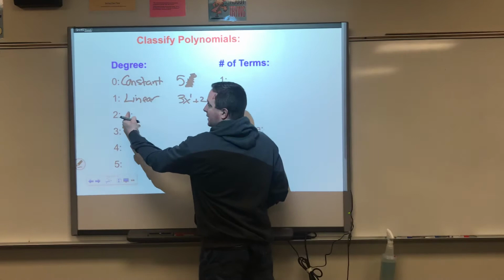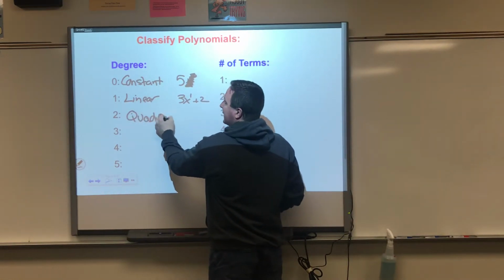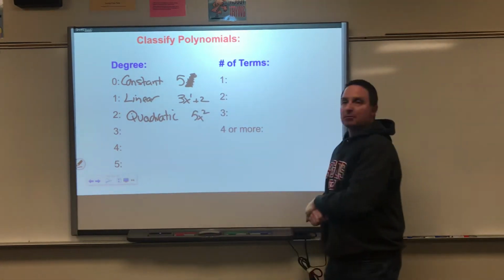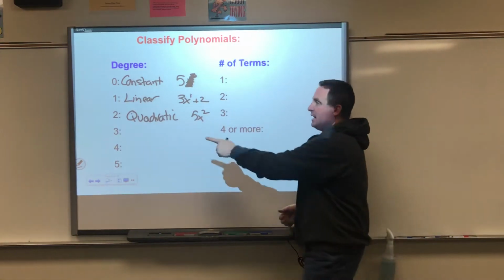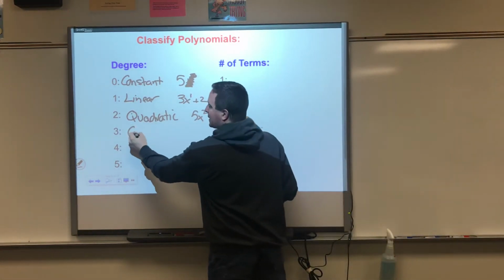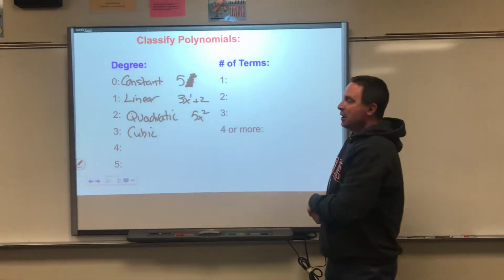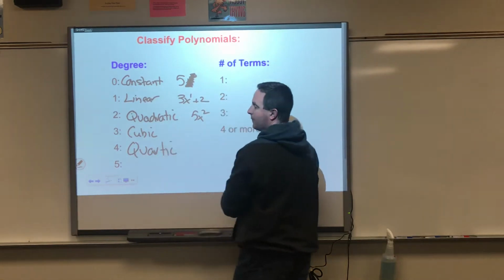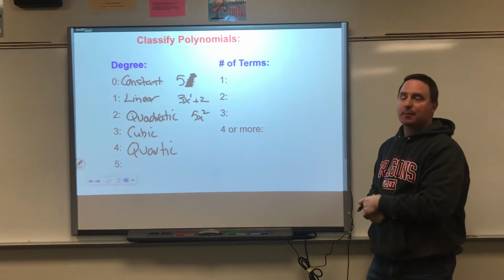If the second power is the largest power, it has a special name. It's called a quadratic, and that's where you have something like 5x squared plus something, but the biggest power is a 2. If the biggest power is a 3, it has a special name. It's called a cubic. 4 is called a quartic. Like 4 quarters in a dollar is an easy way to remember that one.